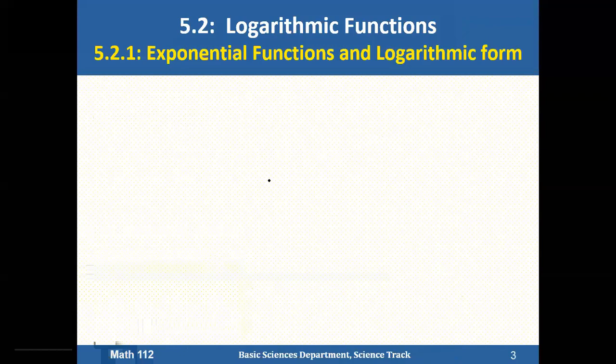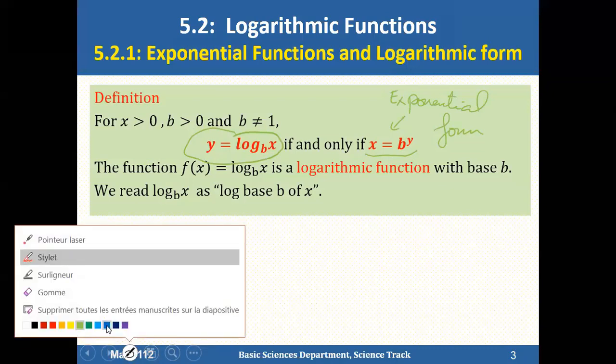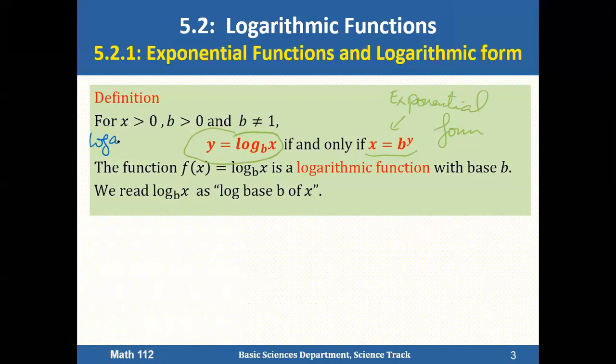Okay. So, since exponential and logarithmic functions are inverses, there is a relation between them. If x is b to the y, we can transform this exponential form. Exponential, we have a power, we have an exponent. So this is the exponential form. And it can be transformed to an equivalent form, which we call the logarithmic form.